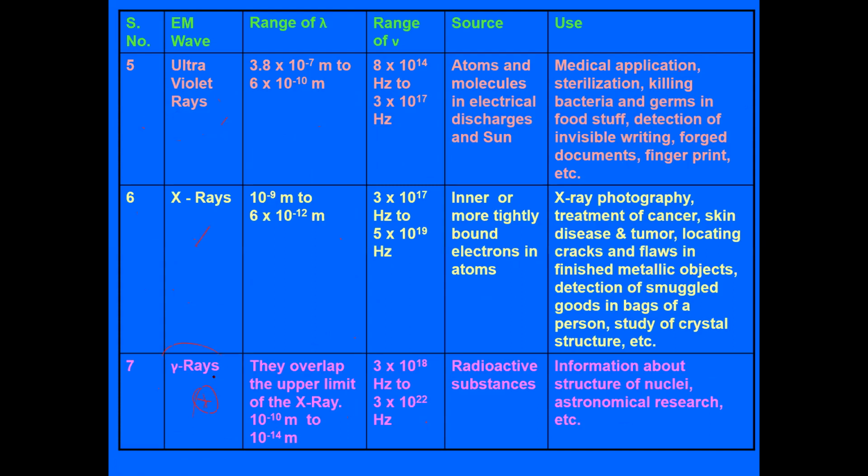Gamma rays are used basically to find astronomical objects. So in astronomical research we use gamma ray astronomy. Different kinds of telescopes are there. X-ray astronomy is also there. So these kinds of waves, their wavelengths, frequencies and uses, you should go through in any book.